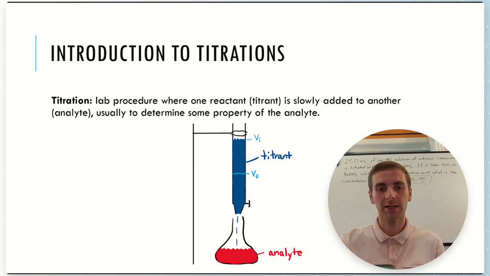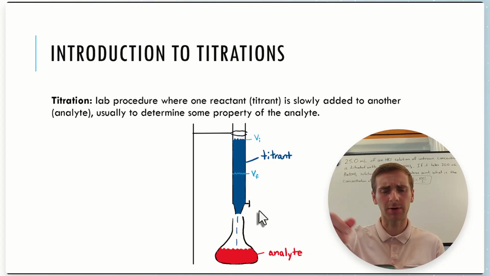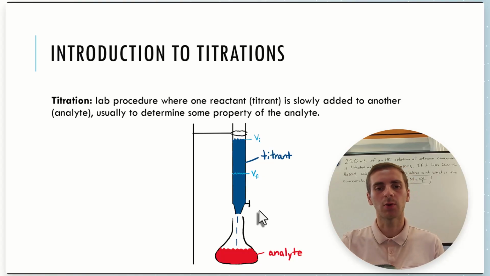So we have one reactant in this Erlenmeyer flask at the bottom, which we call the analyte. And then we have another reactant in the burette that's above it, and that reactant is called the titrant. So the titrant is added to the analyte. This little lever at the bottom of the burette is called a stopcock, and that can open and close. And when it opens, it allows the liquid to fall through into the analyte.